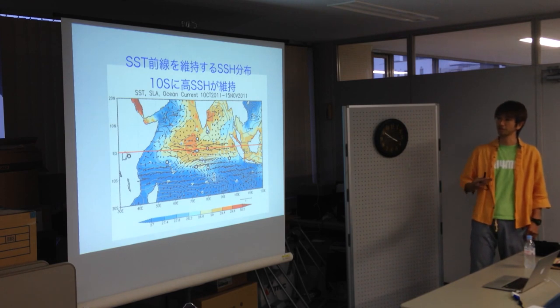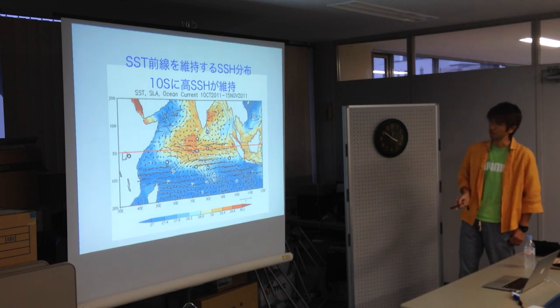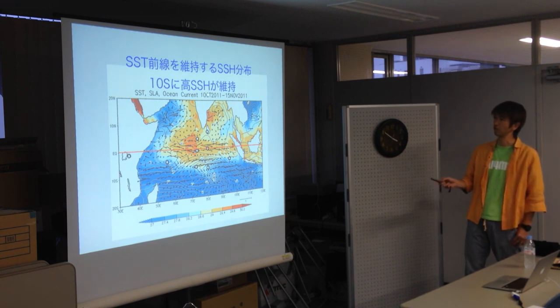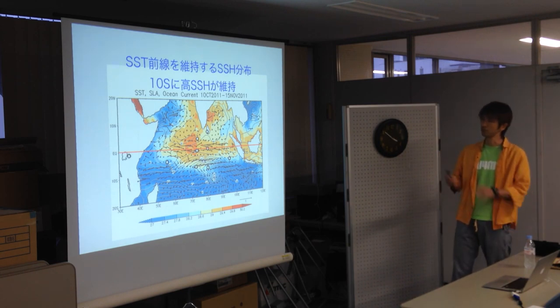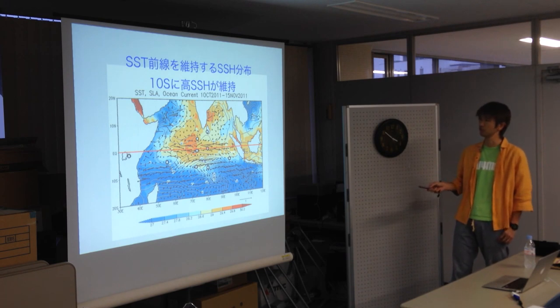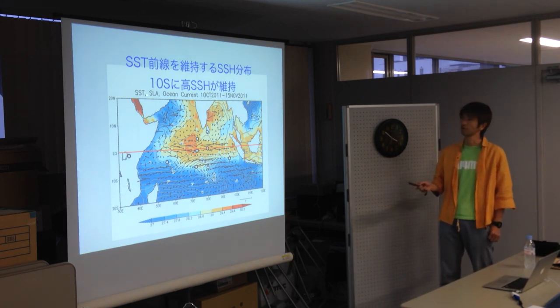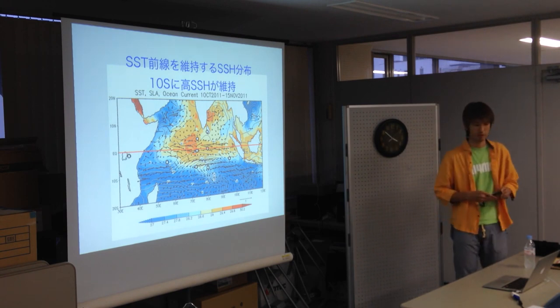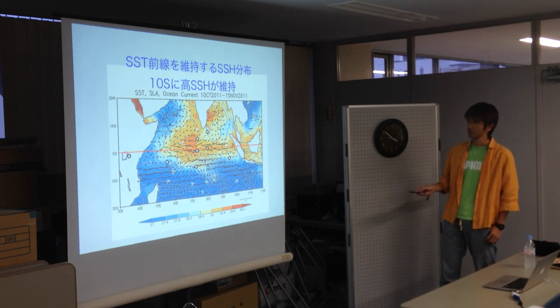And these SST distributions during the development of the MJO are maintained over 1 month. And this is an average of 1.5 months for the ocean current, sea level anomaly, and sea surface temperature. So why is such an SST distribution maintained over 1 month? Sea level height explains this region.